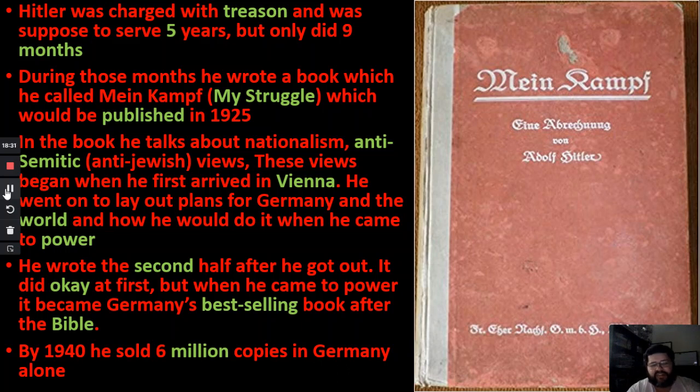And when it first got published in 1925, it did okay. I mean, it wasn't like a bestseller. But by the time he became the chancellor, which we'll talk about later, it became one of the best selling books in Germany. The only book that beat it was the Bible. Okay. And in 1940 alone, it sold 6 million copies in Germany. So, yeah, it was basically like required reading in a sense in Germany.